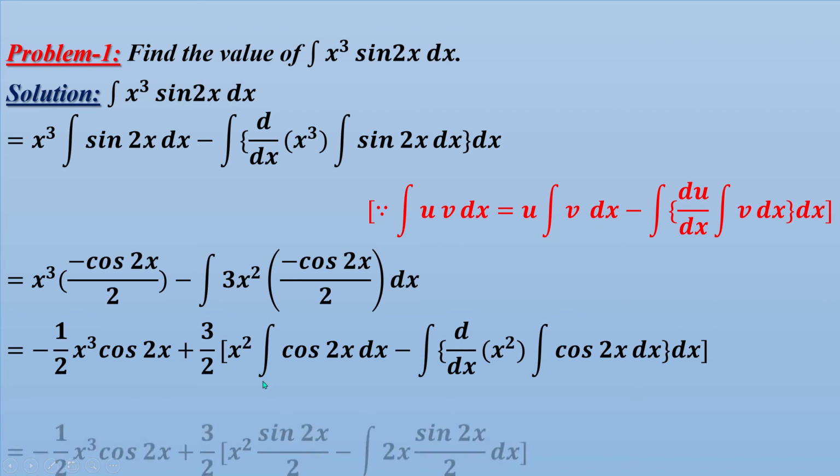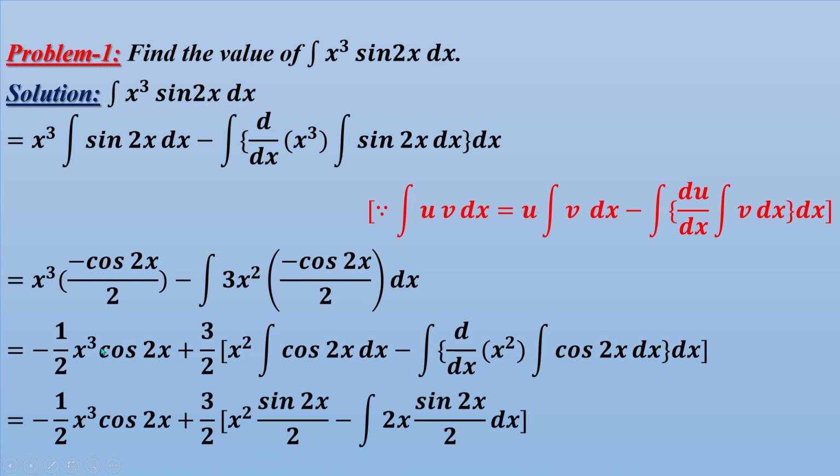Okay, now calculate this part fixed, and here will be integration of cos 2x dx, that means this equals sine 2x by 2, and here x square fixed, and here will be 2x into sine 2x by 2 into dx, but this 2 and this 2 cut, here will be x sine 2x into dx. Okay, now follow the next line.